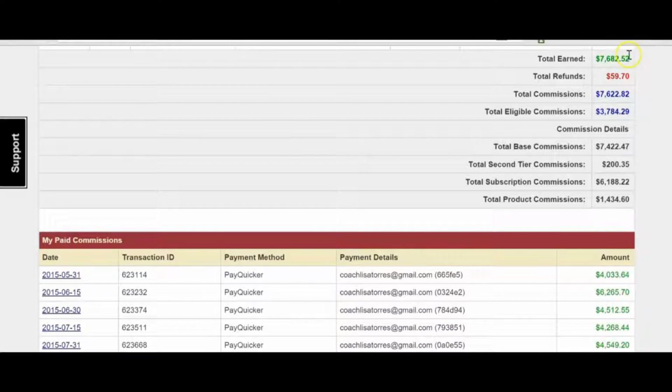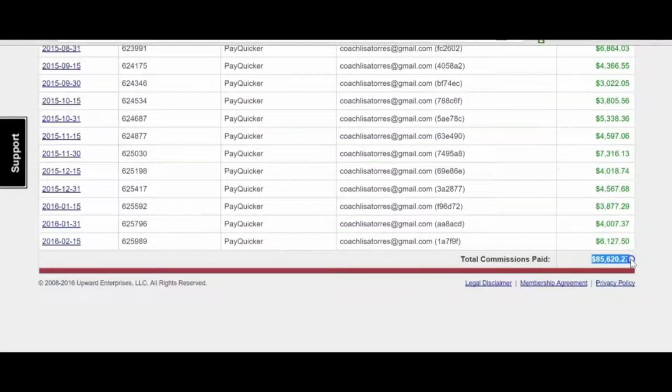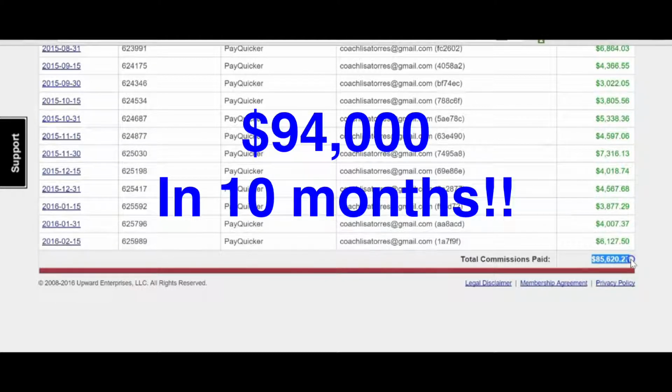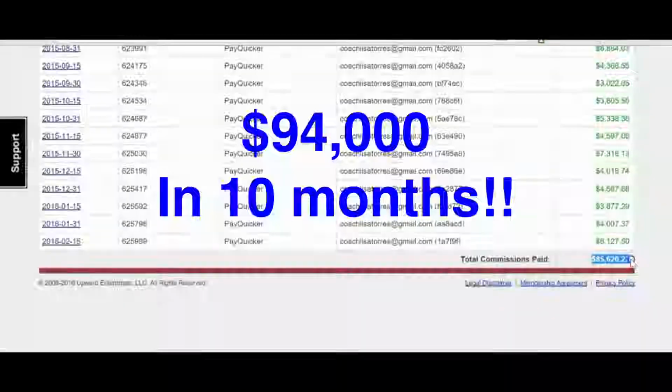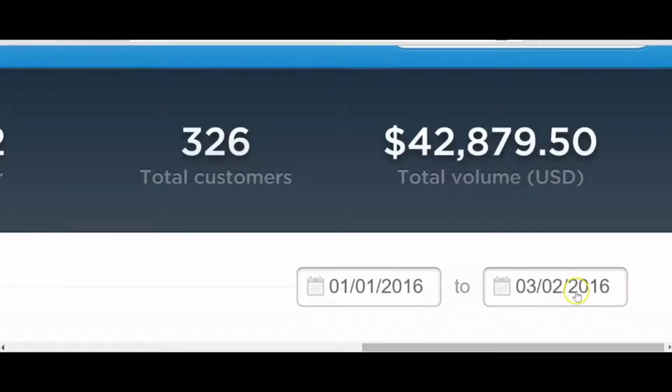7,682, which was about within the 2 weeks, and 85,620 for 10 months. So added up, 85,000 plus 7,600 will be about nearly 94,000 US dollars. And in the past 2 months, she had earned $42,879 from this system alone.